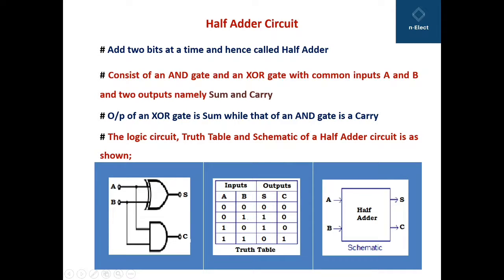I hope the idea of the XOR gate and its complete working, along with the XNOR gate and its complete working, along with their ICs, Boolean equation, logic circuit, and truth tables, along with the half adder circuit, is clear to you.